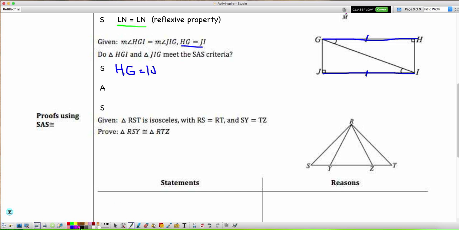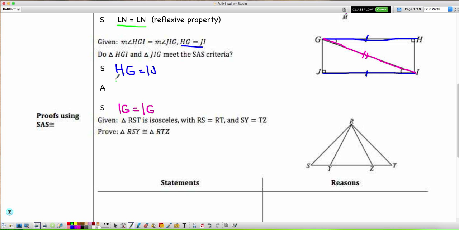Next, again, I look at if they have another side in common. So they do happen to share this side. They're overlapping on that side. So I would say that the GI from one triangle is the same as the IG from the other triangle. So we can say IG, GI, it doesn't matter. So that would be another reflexive property if you were writing a proof. So anytime they're overlapping, keep in mind that's going to be reflexive. So they have that side in common.